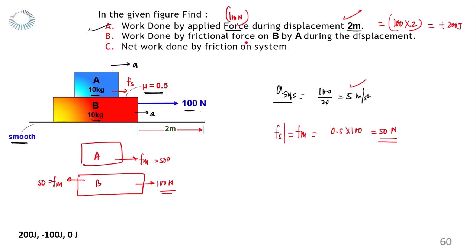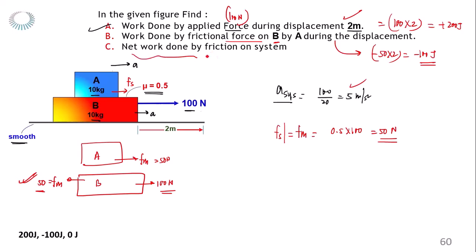Now the work done by the friction force on B. On B, the friction force is acting in the backward direction. How much? 50. But the displacement is again 2 meter. So that is minus 50 into 2. Can I say that? That is minus 100 joule.